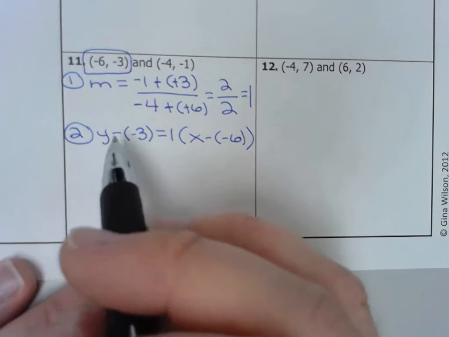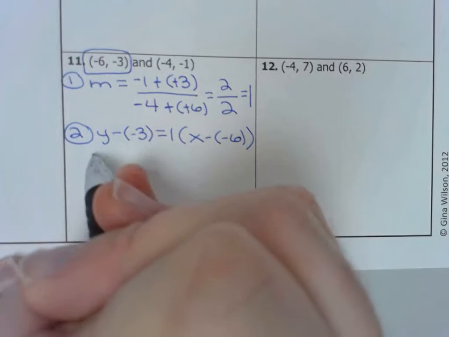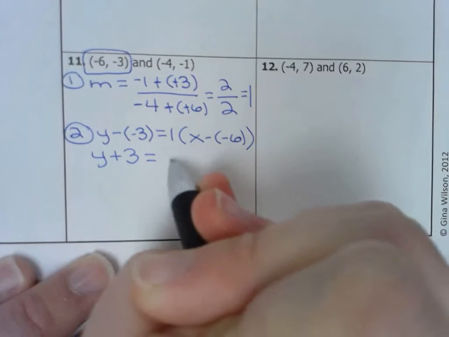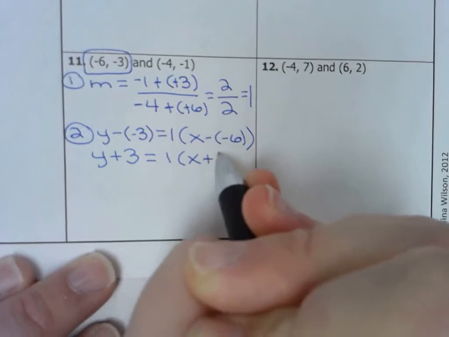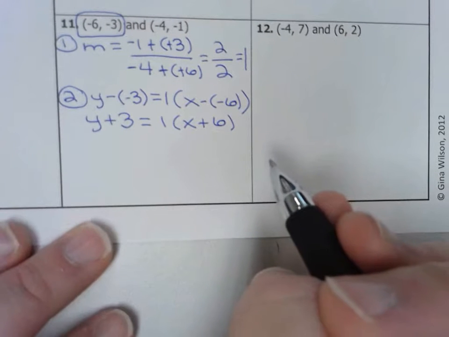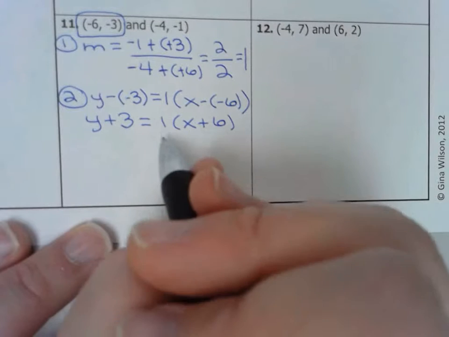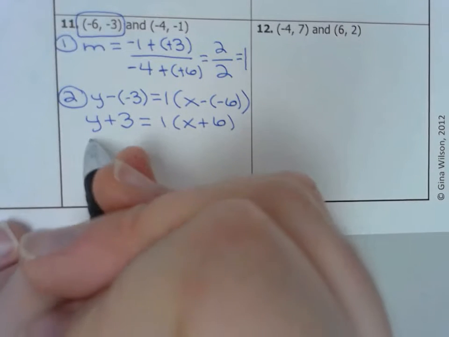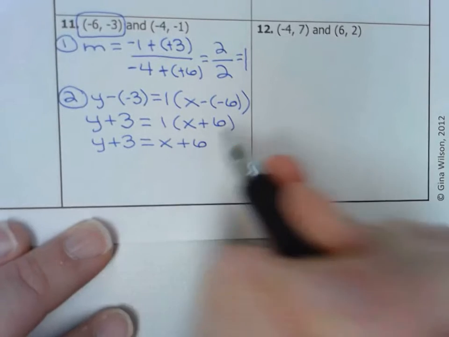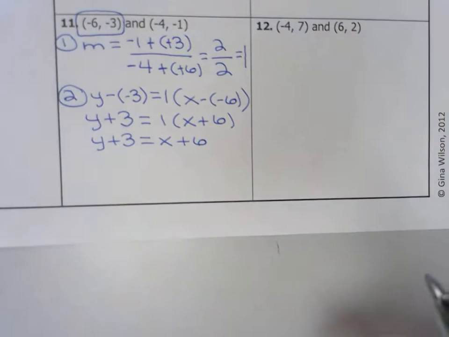Okay, y minus negative 3 becomes what? Plus 3. Y plus 3 equals 1 times x plus 6. Do I need to distribute on this? No, because anything times 1 is just x plus 6. So it's just going to be x plus 6. I mean, you could distribute. You're just going to get the same thing.